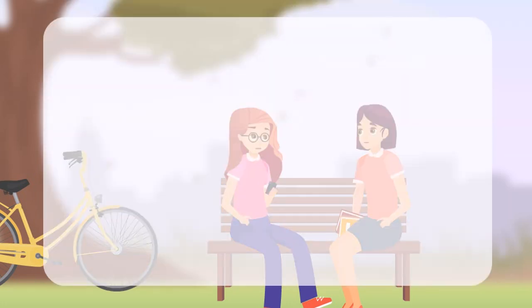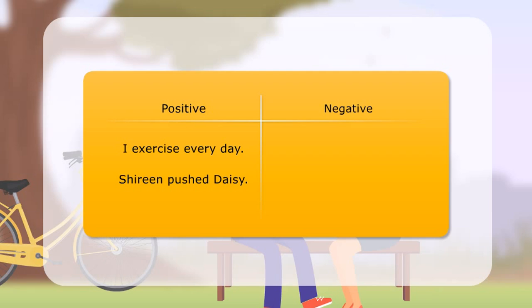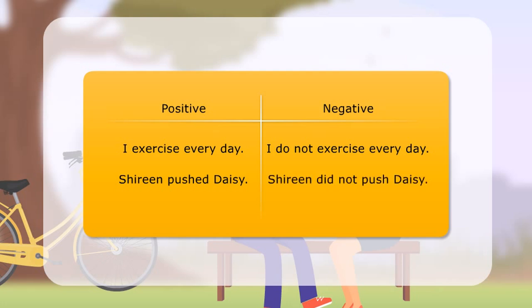Here are a few more examples of positive and negative sentences. Positive: I exercise every day. Shireen pushed Daisy. Negative: I do not exercise every day. Shireen did not push Daisy.